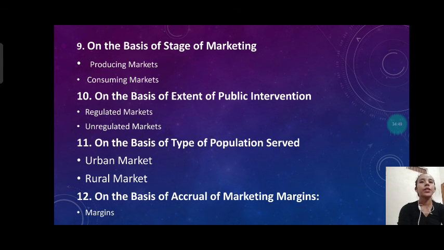There is considerable difference in the nature of embedded services required with a farm product between urban and rural markets. The twelfth is on the basis of accrual of marketing margins. Markets can also be classified on the basis of those to whom the marketing margins accrue.